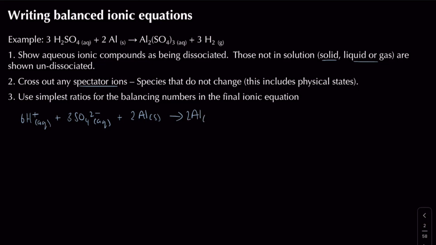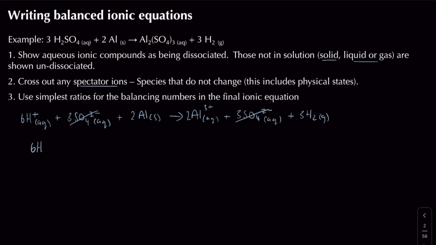That's going to be 2 lots of aluminium 3+, and then we're going to end up with, of course, our sulfate ions. We're going to end up with 3 lots of sulfate ions over there as well. I'm going to finish this off with 3 lots of H2 gas. Now I'm going to look at my spectator ions. Have I got anything on the left versus right? Yes, I do. I've got 3 lots of sulfate ions there, 3 lots of sulfate ions there as well.